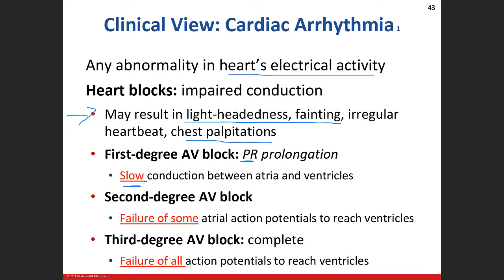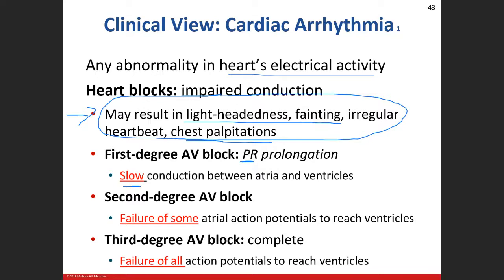Second degree heart block. Now we're seeing failure of some, not all, but some of those action potentials are not making it into the ventricles. That's going to start to become a problem because the ventricles pump blood out to, one, the lungs to get oxygenated, and two, your body. That's where you start to see a lot of these symptoms up here.